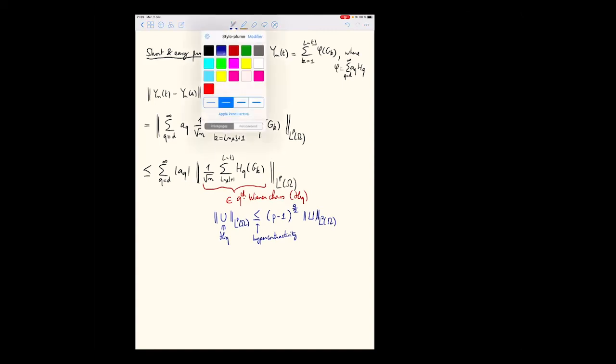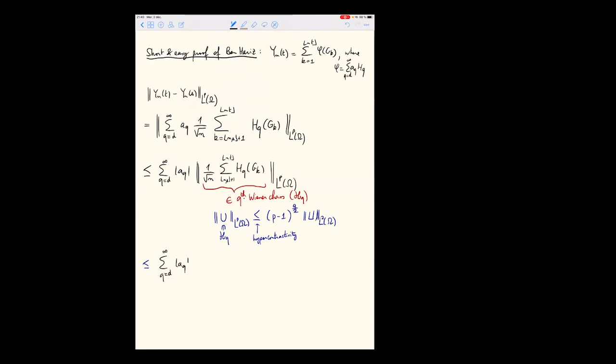So what do I get if I do this? I still have this term, then I have a_q, and now I'm going to bound this L^p norm by (p minus 1) to the power q over 2, and then the L2 norm. And I am happy with the L2 norm because, as I mentioned already, the L2 norm of such a quantity is very easy to compute because the Hermite polynomials are orthogonal.